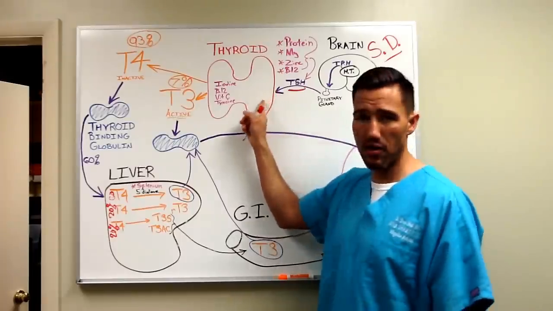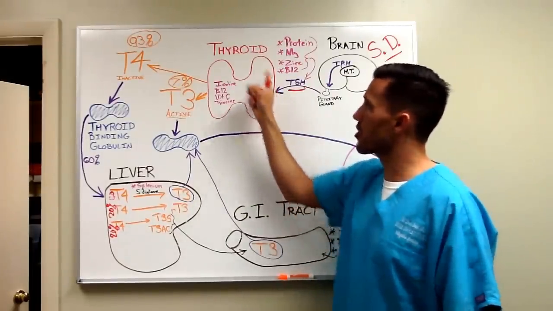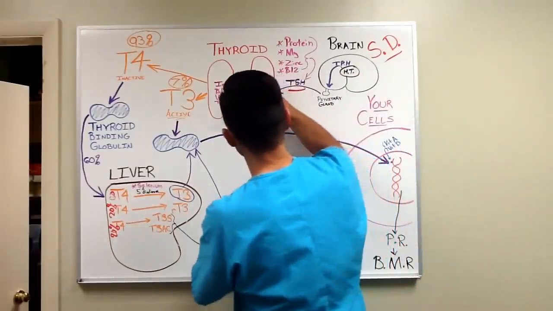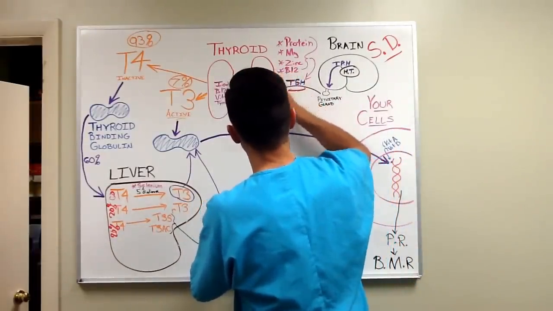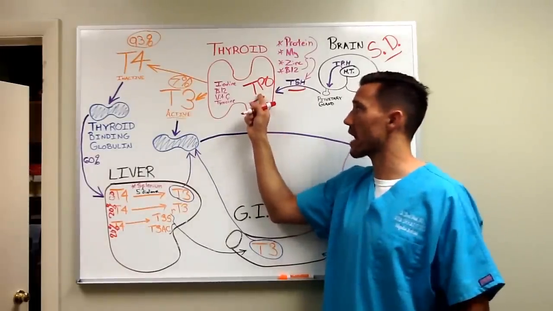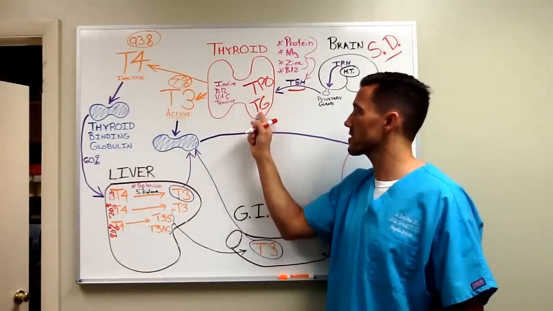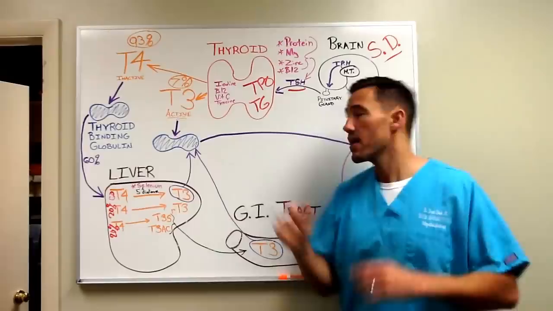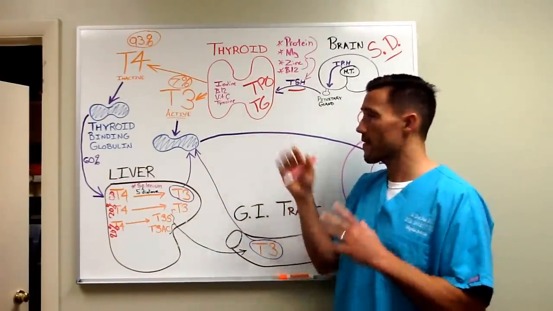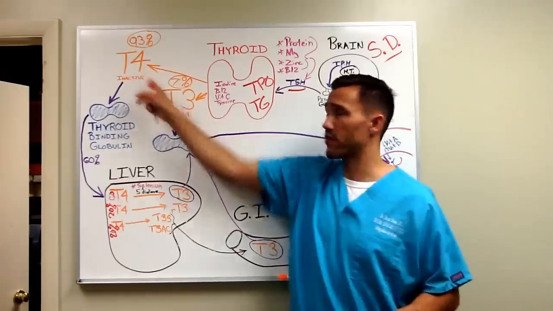Now, when we get into the thyroid, inside the thyroid, you have to have TPO and thyroglobulin. TPO is thyroid peroxidase. Thyroglobulin is a protein. These are essential for the manufacturing of your thyroid hormones.